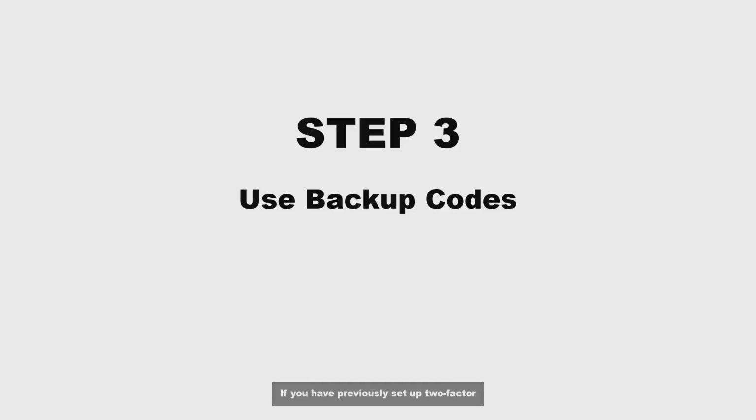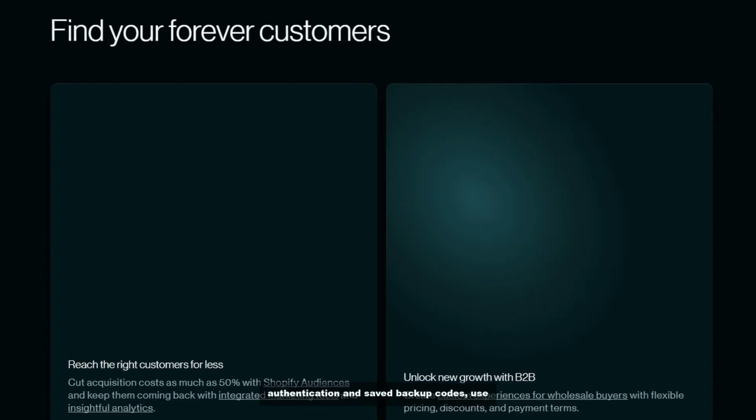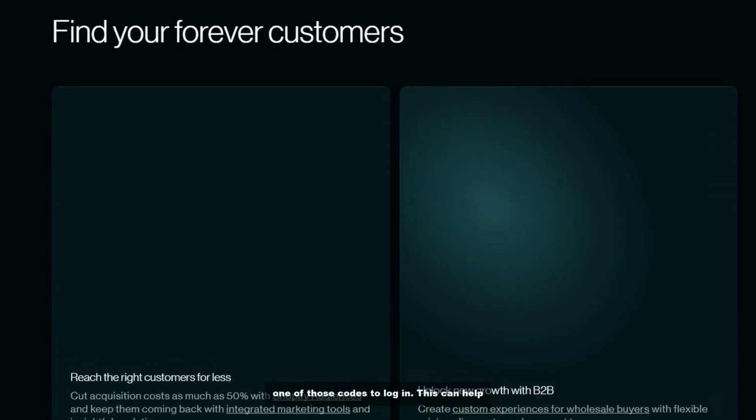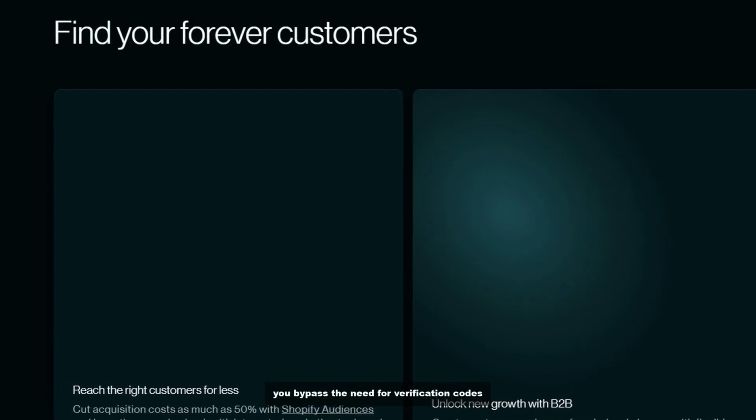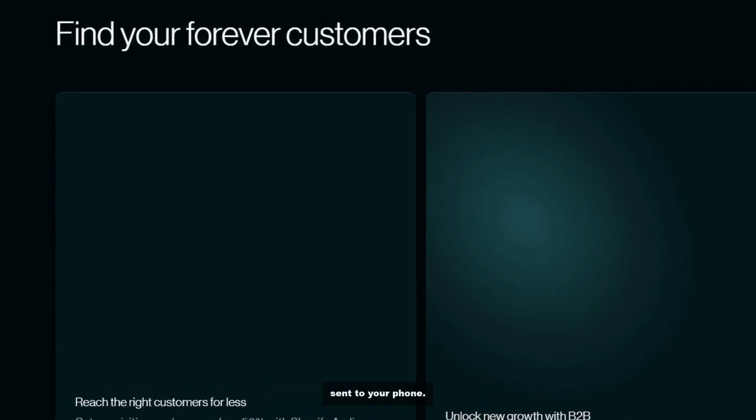Step 3. Use backup codes. If you have previously set up two-factor authentication and saved backup codes, use one of those codes to log in. This can help you bypass the need for verification codes sent to your phone.